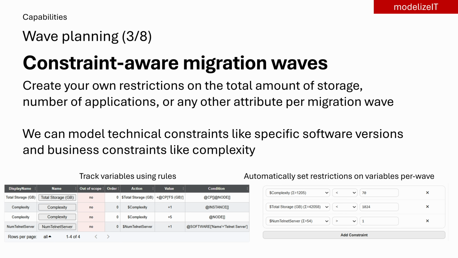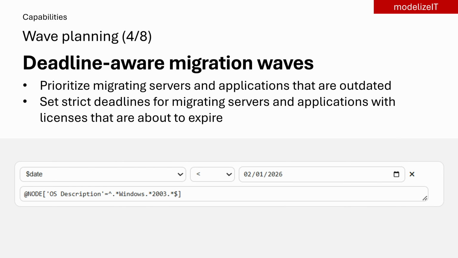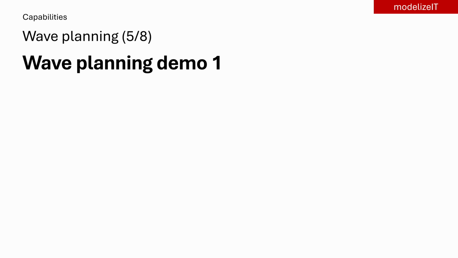In the images on screen, we can see that we restrict the total amount of storage per wave to just 1 terabyte, limit the complexity, which is a user-defined metric, to 70, and require that each wave contain at least one piece of telnet software. modelizeIT can model technical constraints, such as particular software versions, as well as arbitrary user-defined business constraints, such as criticality or complexity. We can also model deadline-based constraints, so a team can force outdated systems to be migrated by a fixed date, or require applications tied to expiring software licenses to move early enough to avoid renewal costs, compliance risk, or operational disruption. We'll show you a live demo of the first few features now.